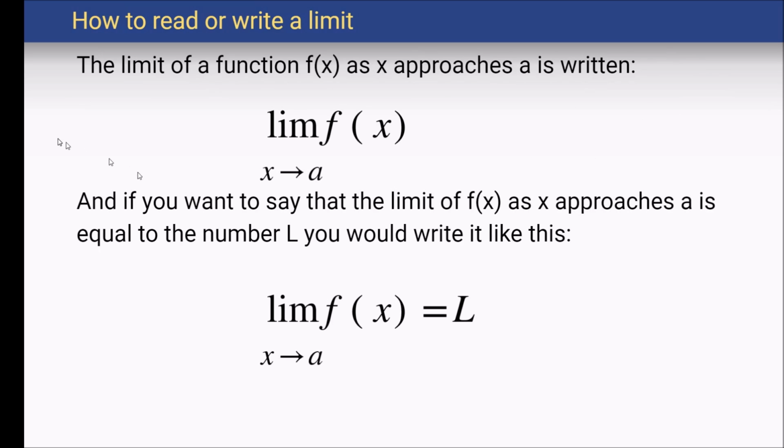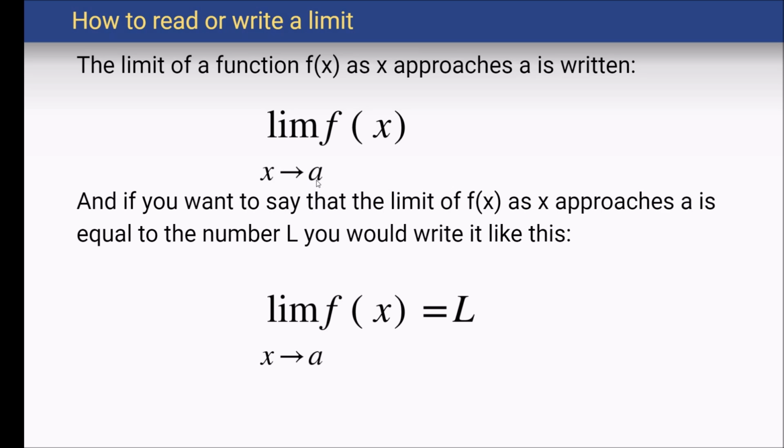This is going to be our notation for a limit that you're going to have to become familiar with. This is the way you would read or write a limit. The limit of a function f of x as x approaches a is written this way. You have the limit symbol, LIM. Under that, you write x, a little arrow, a. That indicates that x is approaching a. That's how you say x approaches a.